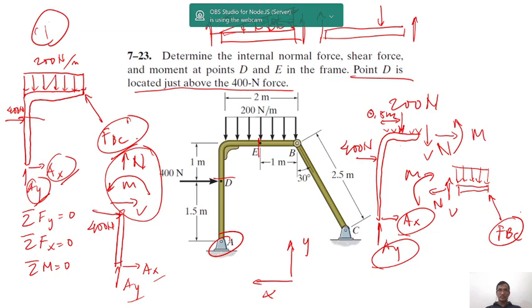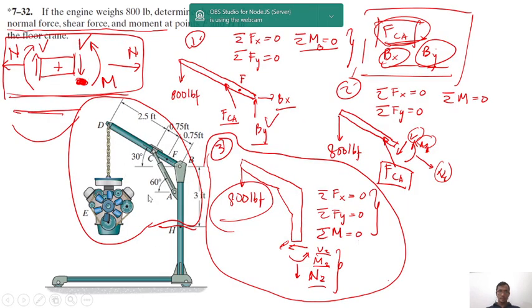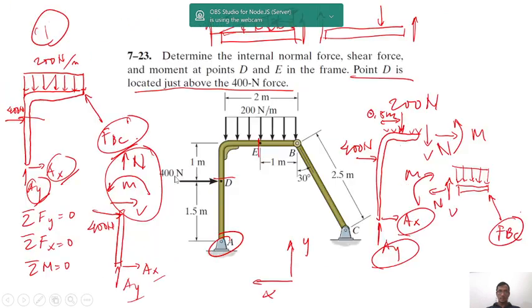Yesterday we discussed some problems. This is the first problem that we discussed yesterday, and this is the second problem. For both cases, the one in question is just, not stress distribution, I'm sorry, normal force and shear force and moment at one particular point at this location, for example, D and E.